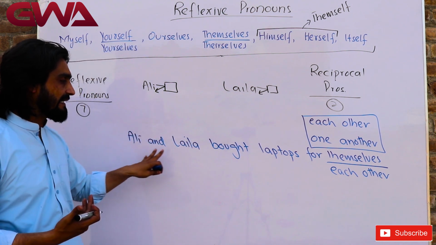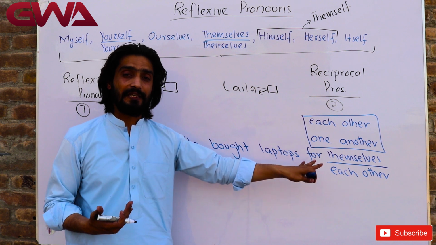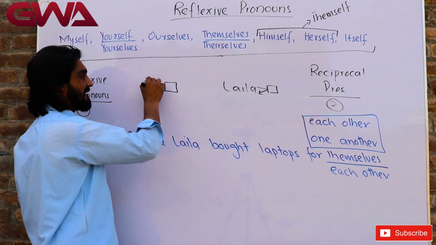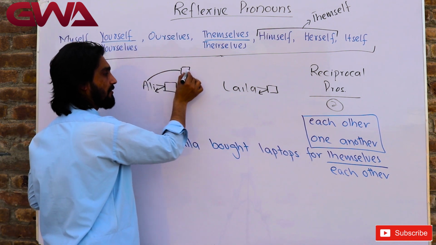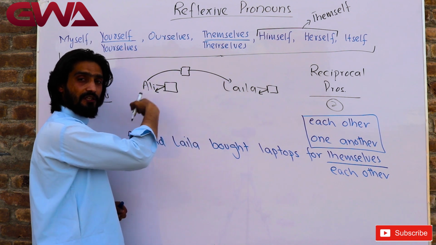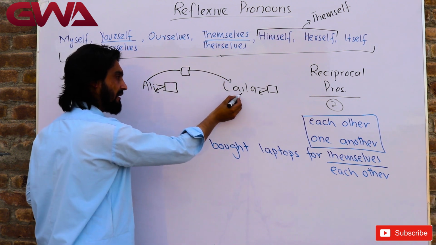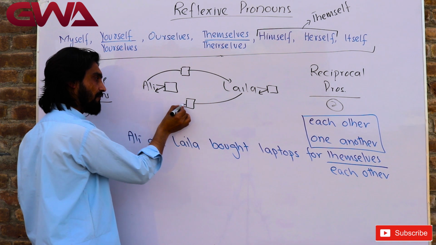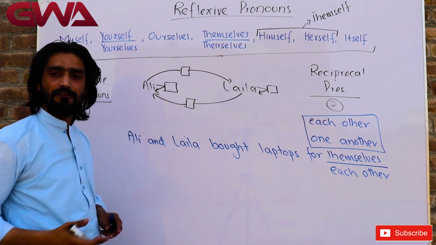But if I say Ali and Leila bought laptops for each other, it means that Ali bought a laptop of his choice for Leila and Leila bought a laptop of her choice for Ali.